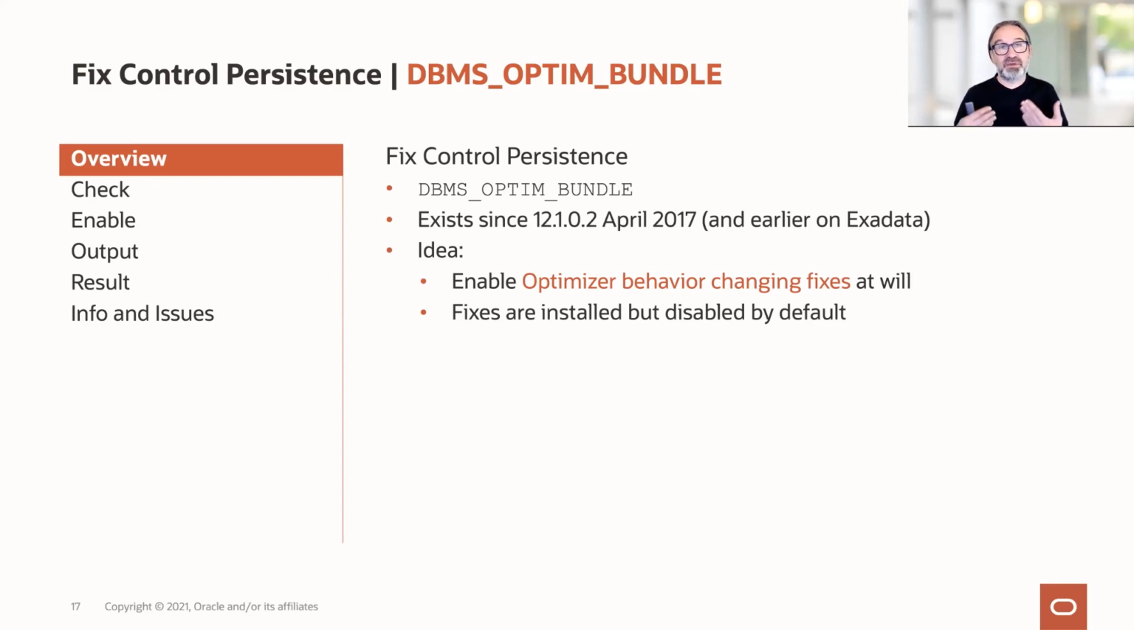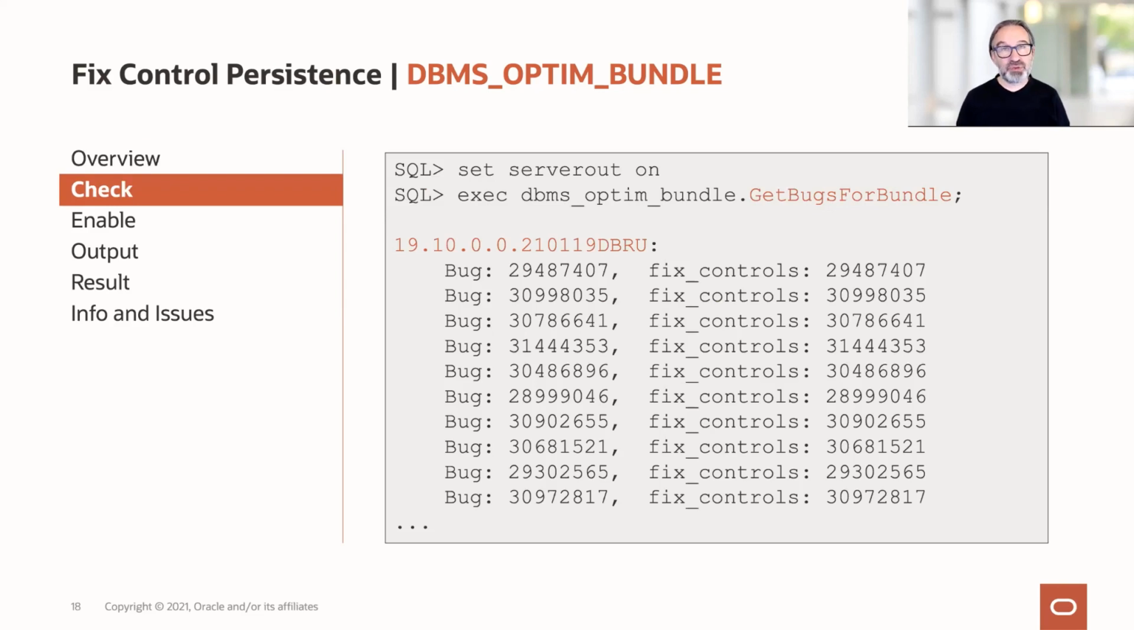And this is realized via the DBMS_OPTIM_BUNDLE. So it's there for non-engineered systems since the 12.1.0.2 April 2017 bundle patch. And there were a few cases where it disappeared and then it reappeared again. How do you use it? And why do you want to use it?